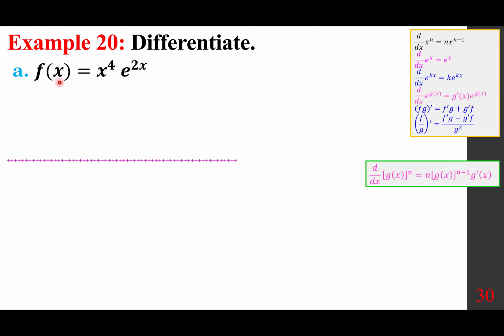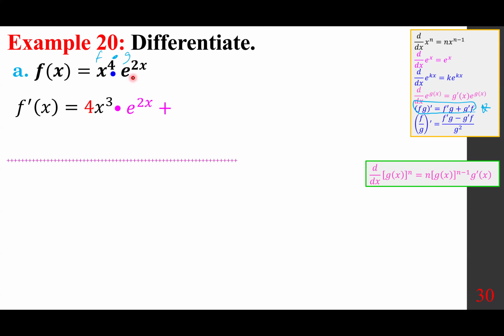All right, f of x is x to the power of 4 times e to the power of 2x. We want to differentiate that. We notice it is the product of two pieces. We put a raised dot in between, and we call it f times g. And we use the product rule. So we need f prime, 4x cubed, times g, e to the power of 2x, plus g prime, the derivative of e to the power of 2x.